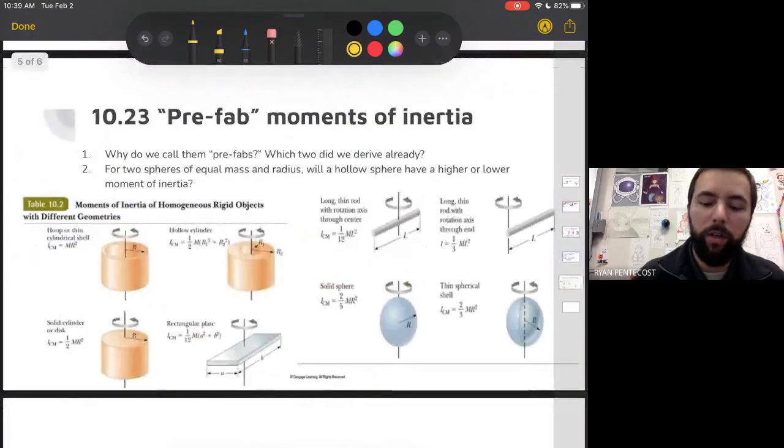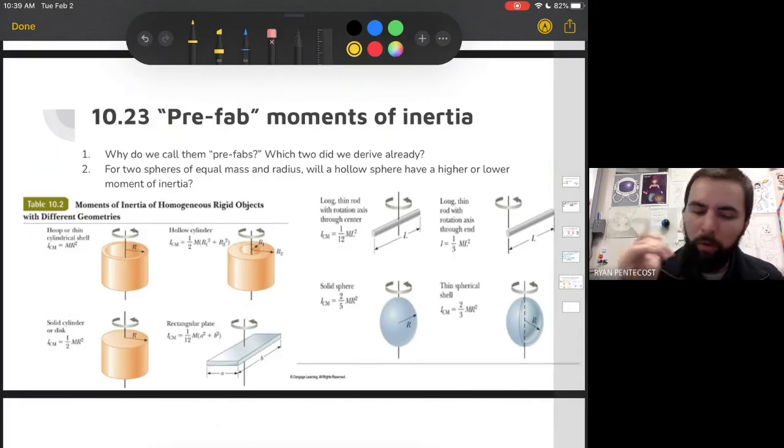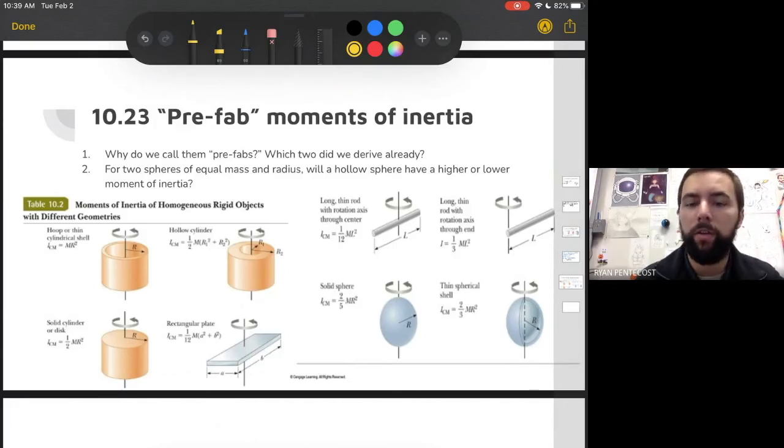All right, now our last discussion is over prefab moments of inertia. We call them prefabs because they're previously fabricated, right? They were already made because their integrals are relatively easy, but these are very common objects that are going to be rotated in our problems. So you can look through all of these. We will be using these moments of inertia. We'll call them prefabs throughout this chapter and through the remaining chapters in the class if we've got rotating objects. So we'll refer to these often. These are also readily available online.